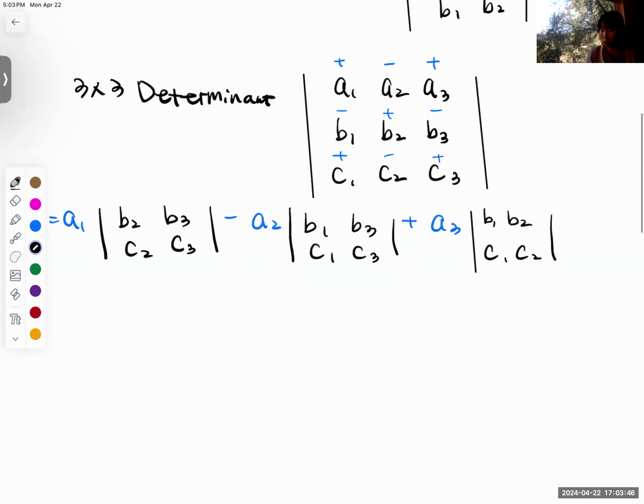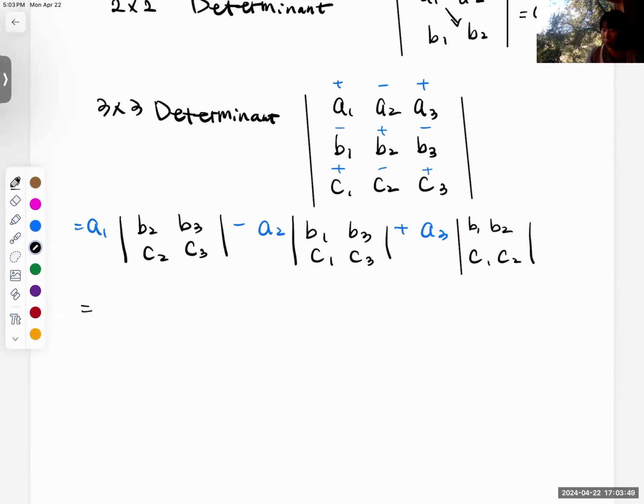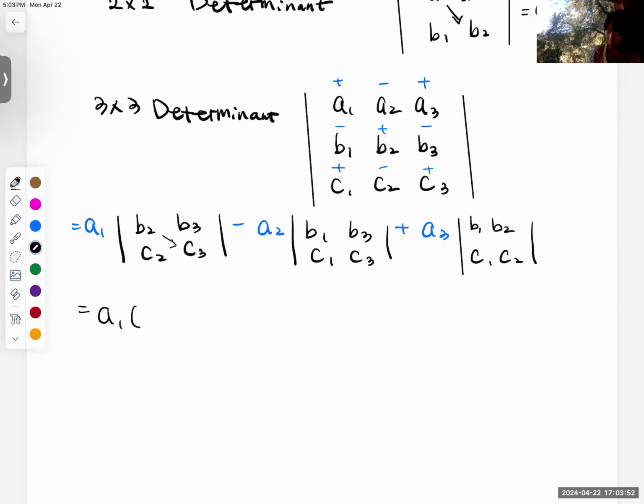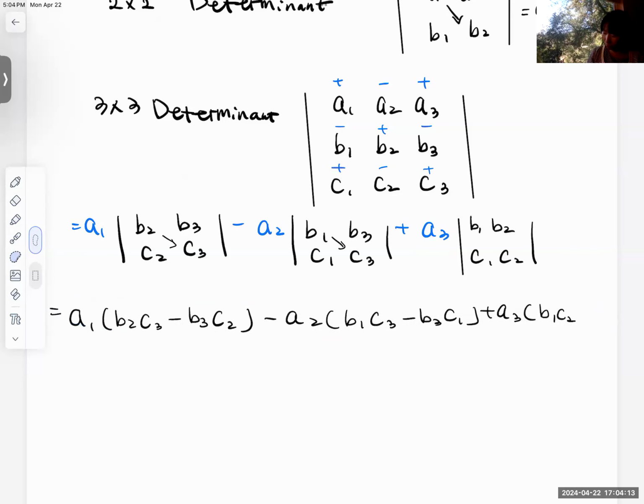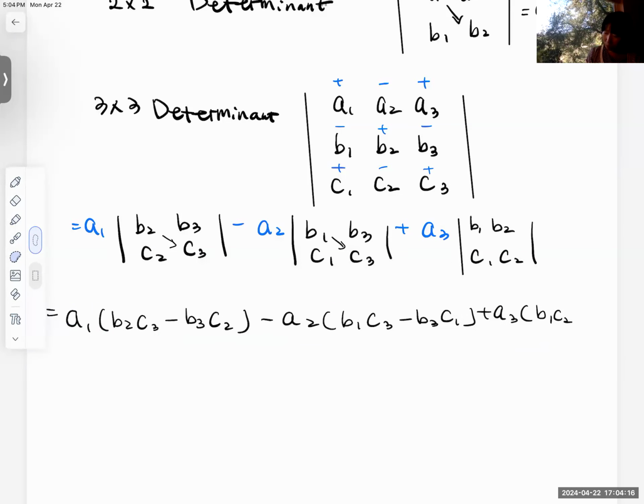Then the 2 by 2, we can easily calculate. So there will be a sub 1 times b sub 2, c sub 3 minus b sub 3, c sub 2, minus a sub 2 times b sub 1, c sub 3 minus b sub 3, c sub 1, plus a sub 3 times b sub 1, c sub 2 minus b sub 2, c sub 1, right? Oops, no space. Hold on. Okay. All right.